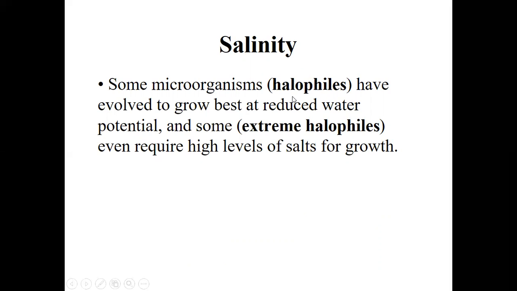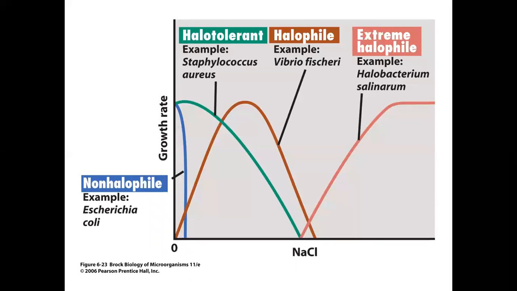Halophiles are the organisms which can tolerate high salt concentration, and the extreme halophiles are the microbes which can tolerate a 15% saline range. Halotolerant, halophile, and extreme halophiles are the ranges of microbes.